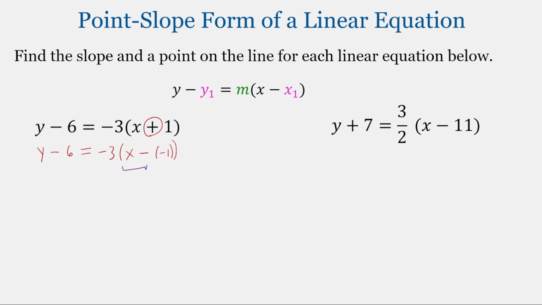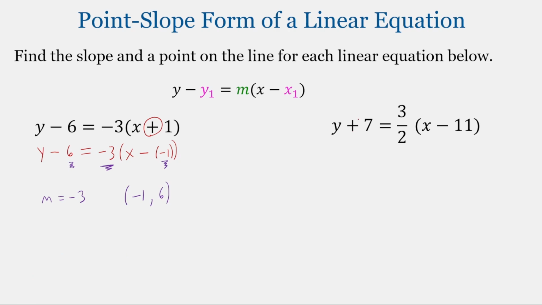So x minus a negative 1 simplifies down to x plus 1, and that's what we started with. So from this, we have a slope equal to negative 3. And now looking at our point, that ordered pair, our x value is negative 1, and the y value is 6. So we have a slope of negative 3, and the line passes through the point negative 1, 6.